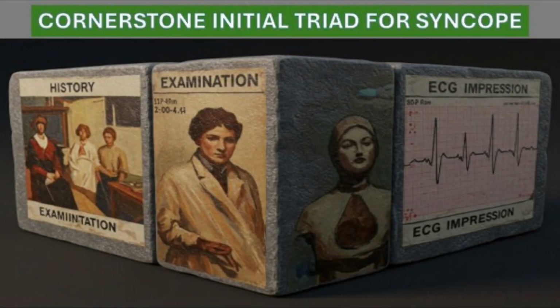Cornerstone. 3 components to be applied to every patient that presents with syncope: a thorough history and physical examination along with a 12-lead electrocardiogram, ECG. These 3 form the cornerstone of the initial evaluation and can often provide crucial clues to the underlying etiology and risk. The ACP clinical policy on syncope designates these as the only level A recommendations for the evaluation of syncope.